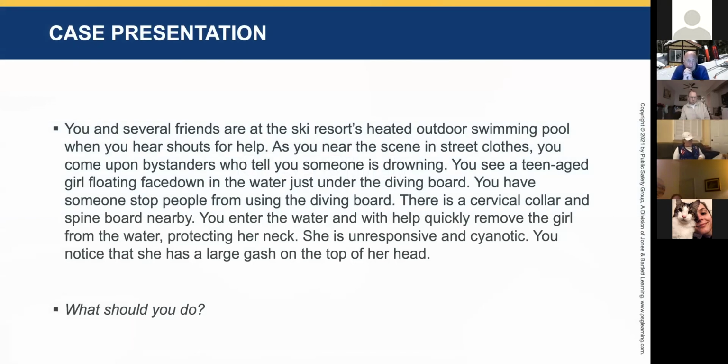You and several friends are at the ski resort's heated outdoor swimming pool when you hear a call for help. As you near the scene in street clothes, bystanders tell you someone is drowning. You see a teenage girl floating face down in the water just under the diving board. You have somebody stop people from using the diving board. Scene safety: there's a cervical collar and a spine board nearby. You enter the water with help and quickly remove the girl from the water, protecting her neck. She's unresponsive. She is cyanotic, and you notice she has a large gash on top of her head.